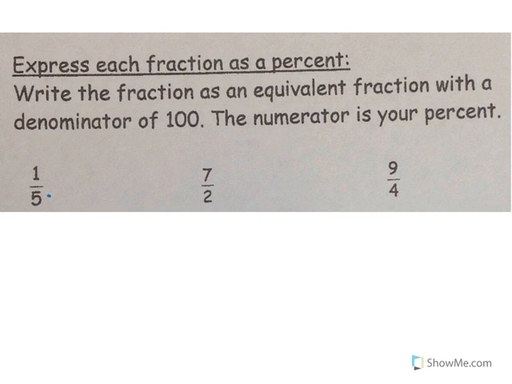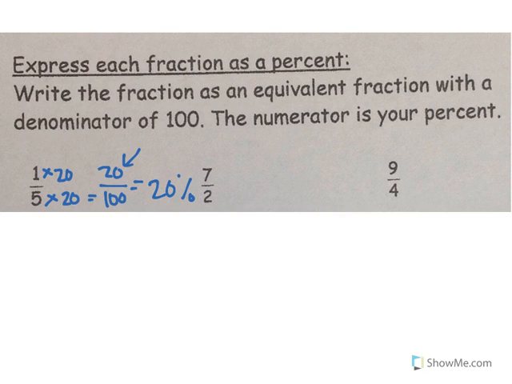Well, I know that if I multiply 5 by 20, I will get 100. In order to keep this an equivalent fraction, I have to do the same thing to the numerator that I did to the denominator. 1 times 20 is 20. So an equivalent fraction with a denominator of 100 is 20/100ths. That's equivalent to 1/5. And then the number that's in the numerator is going to be my percent. So 1/5 is equivalent to 20%.